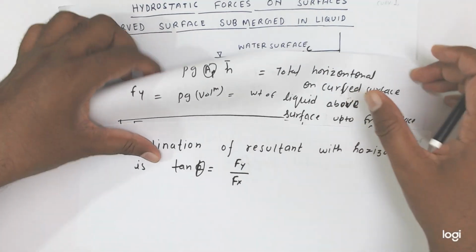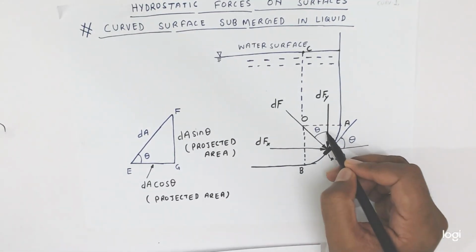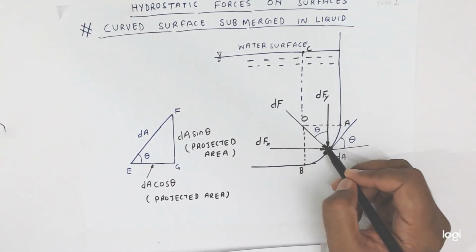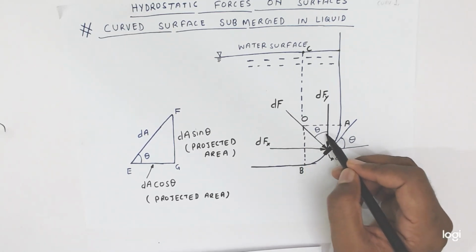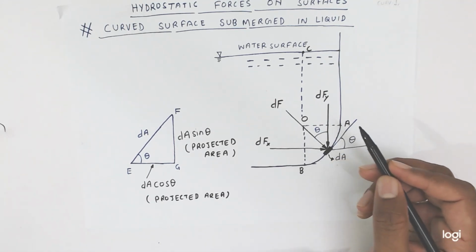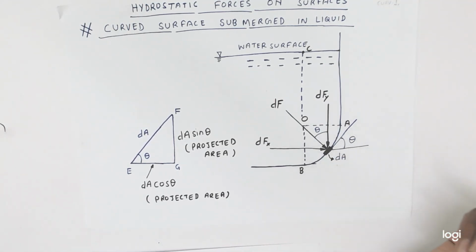It means friends, we have to find this theta value. इस रिजल्टेंट फोर्स का कितना झुकाव है ये हम फाइंड कर लेंगे, theta equals tan inverse of Fy by Fx. Okay friends.